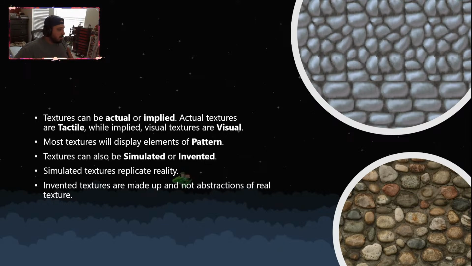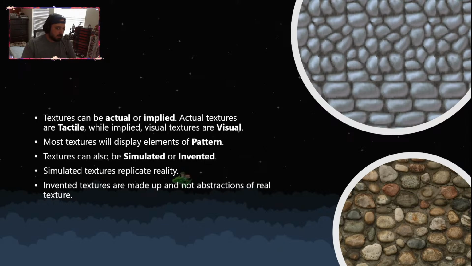Most textures are going to display some sort of element of pattern. That's not necessarily every case, but it's most cases. Even out in the wild, in the real world, you're going to find pattern. Textures can also be simulated and they can be invented. You can guess what that means, but let's talk about it a little bit.